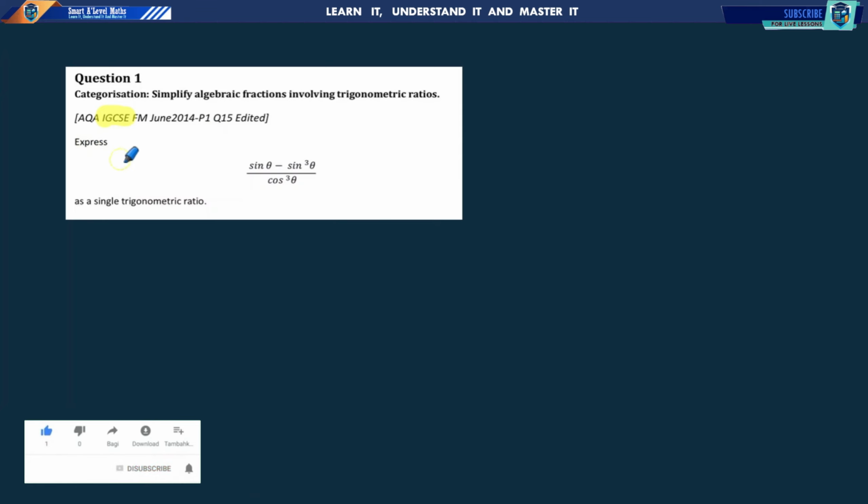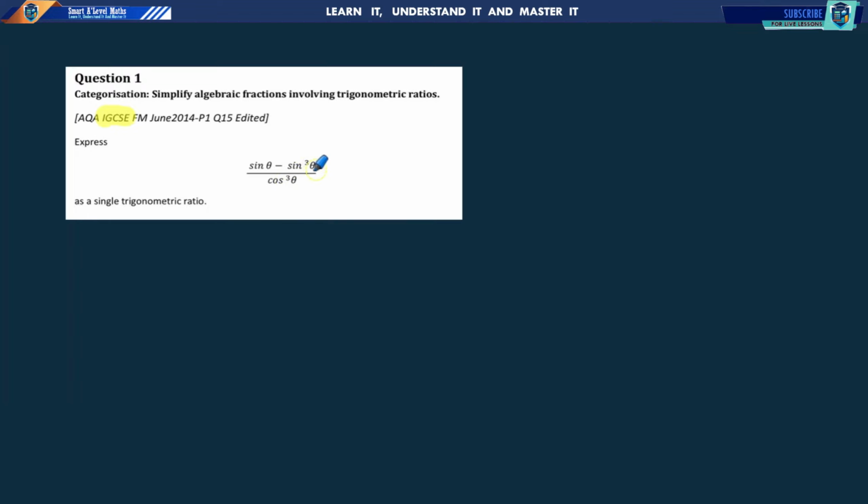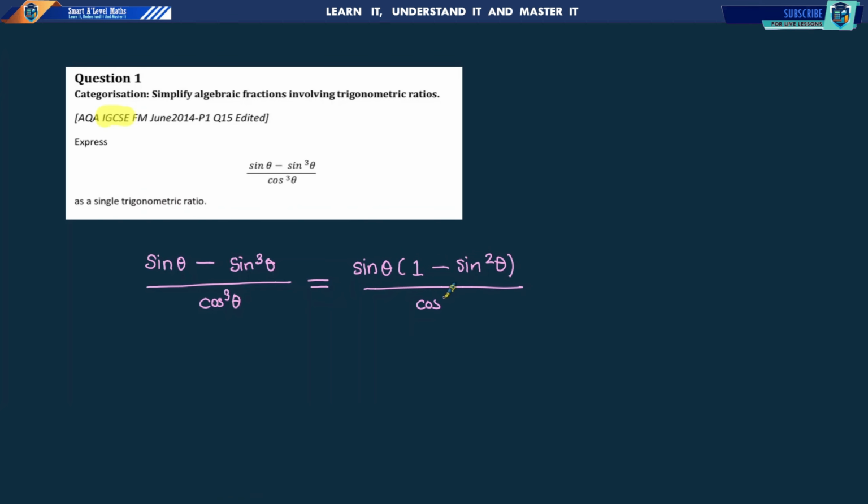Let's get started. It says express (sin theta minus sin cube theta) over cos cube theta. So we have our sin theta minus sin cube theta, and this is divided by cos cube theta. We can factor out sin theta over cos cube theta. From this trig identity, sin square theta plus cos square theta equals 1, if we make cos square theta the subject, then we're going to have 1 minus sin square theta, and that is equivalent to what we have here. So let's go and replace that.